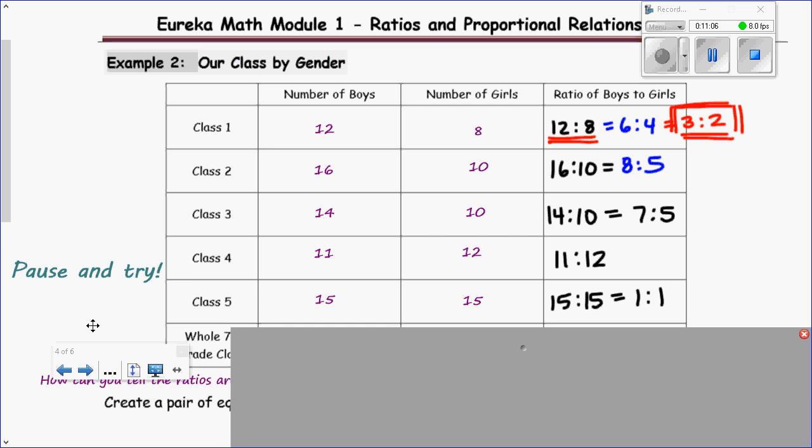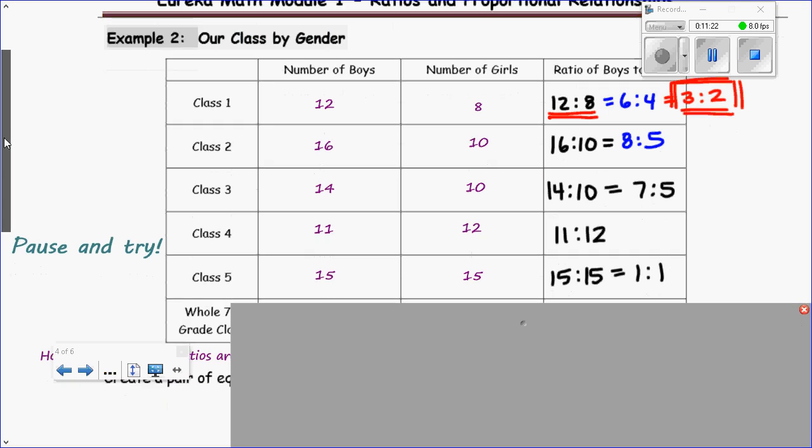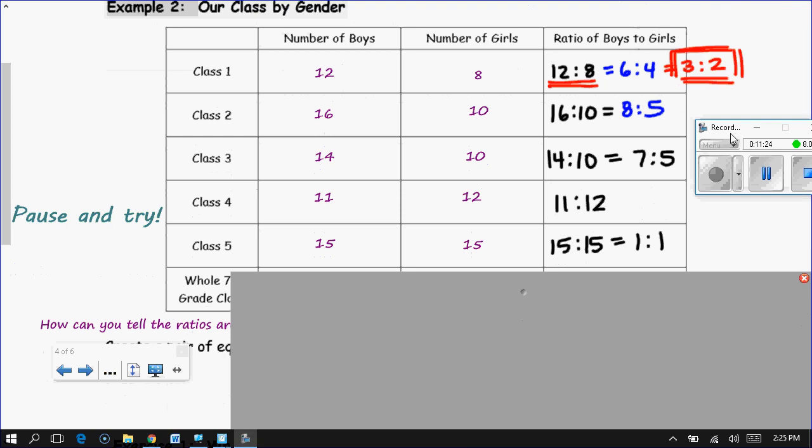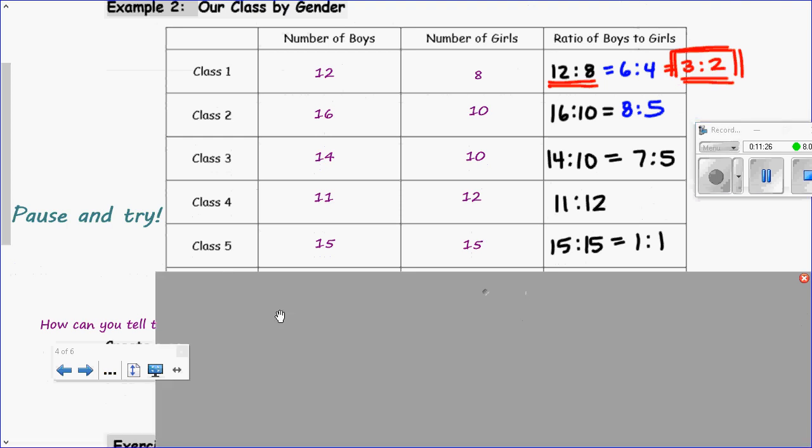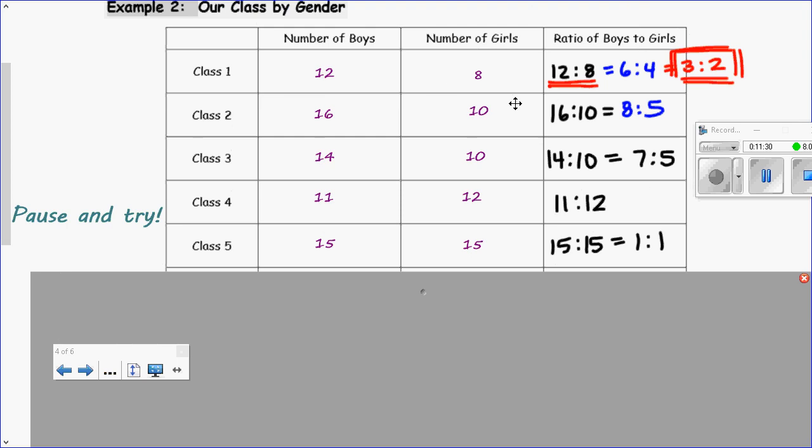So for every one boy, there is one girl. In the other classes, for every 11 boys, there were 12 girls, or for every 7 boys, there were 5 girls, and so on. So you can look and see the patterns, okay? Like which ones are closer as far as equivalent ratios. However, none of them are exactly equivalent. Okay, how about the whole 7th grade? How many boys are there total? How many girls are there total? If you want, you can pause it and add them all up.